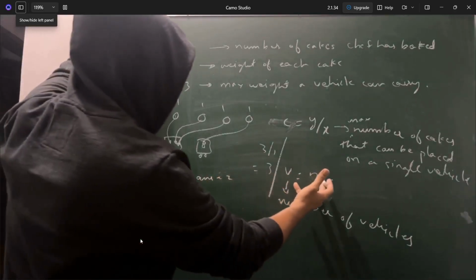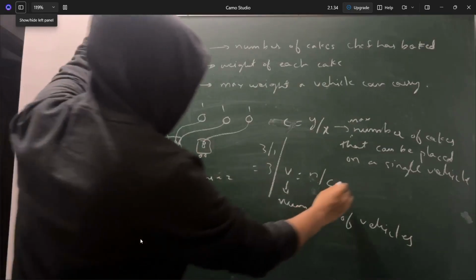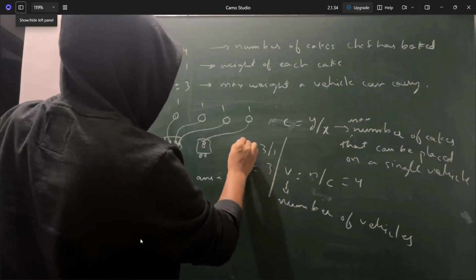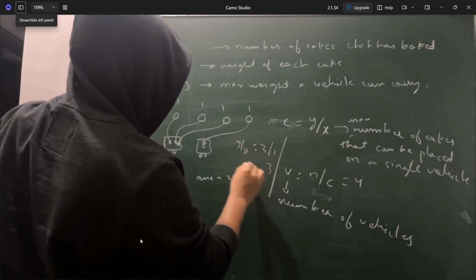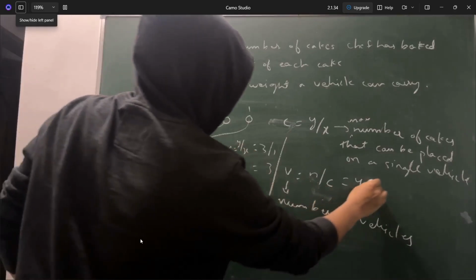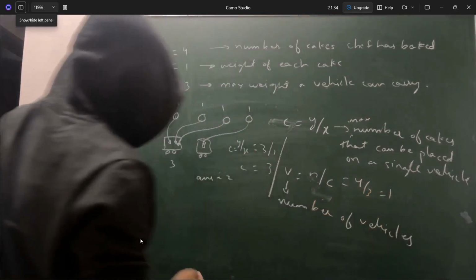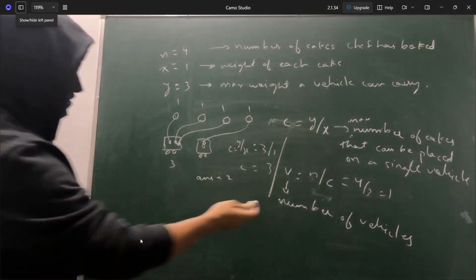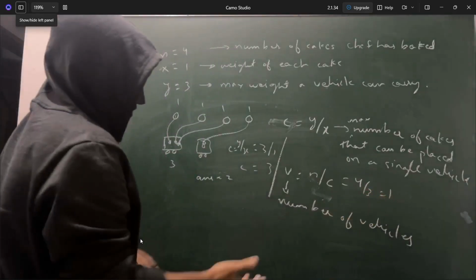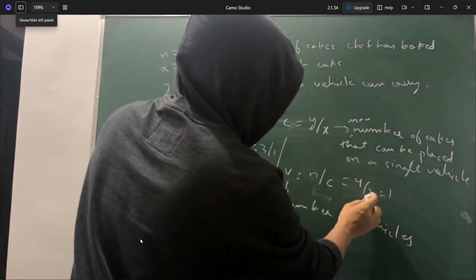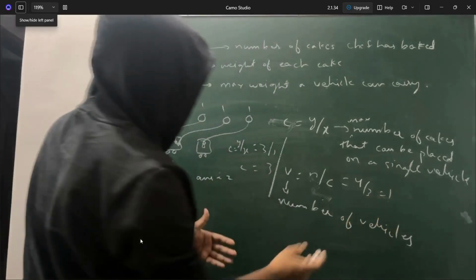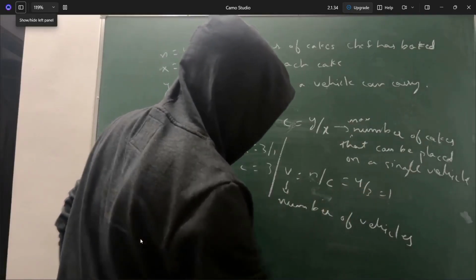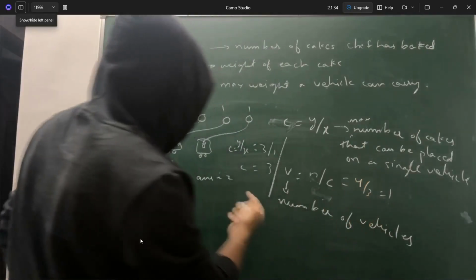In this example, if you try to solve it, n is 4 cakes, and C is 3, which we have calculated from y by x. If you do 4 by 3, you are getting 1. If you see visually, you need 2 vehicles, but you're getting only 1. Here 1 means 3 cakes can be placed in a vehicle, but you have a total of 4 cakes. 1 cake is remaining, right? So for that remaining cake, you need 1 more vehicle.